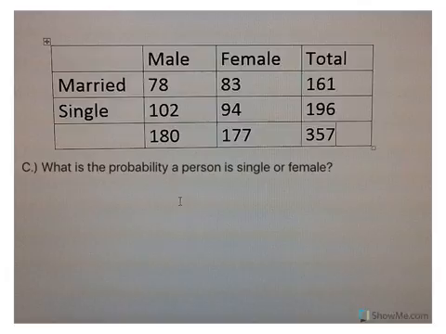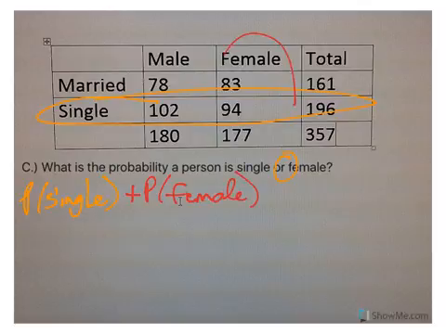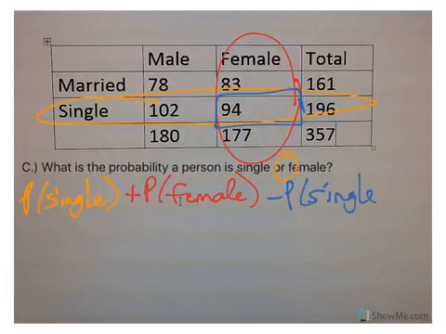Now in letter C, probability of being single or female. So probability of being single, orange, plus the probability of being female, red. Overlap is the probability of being a single female.